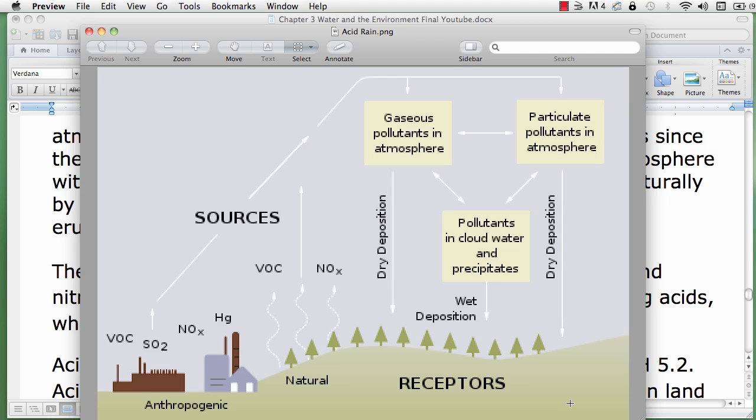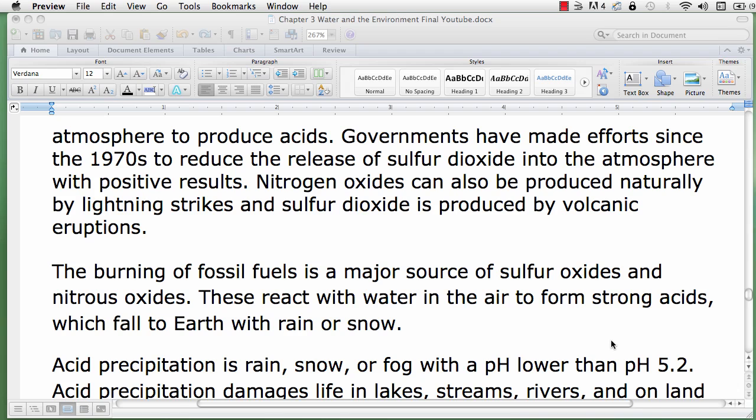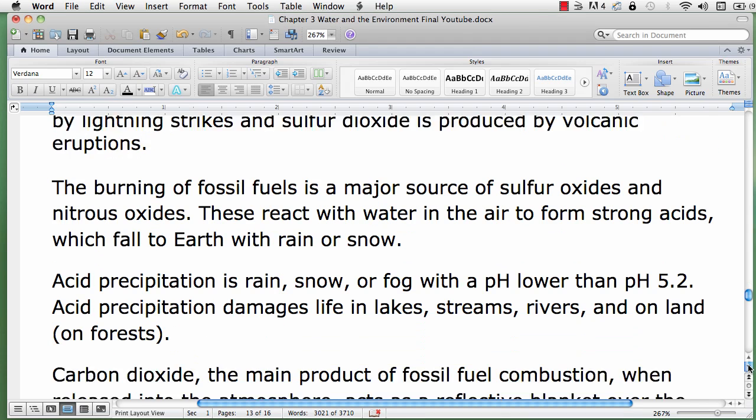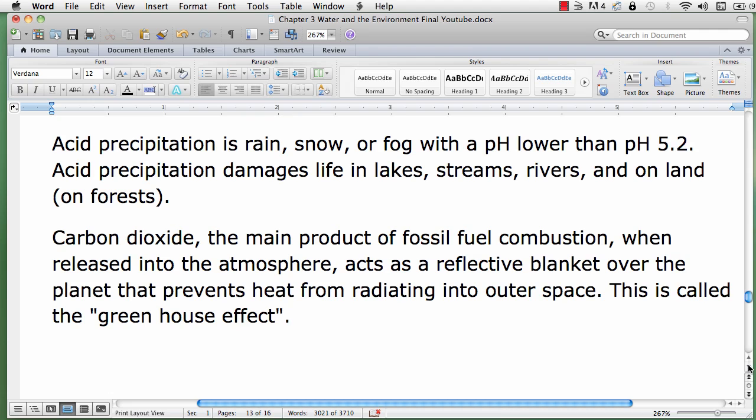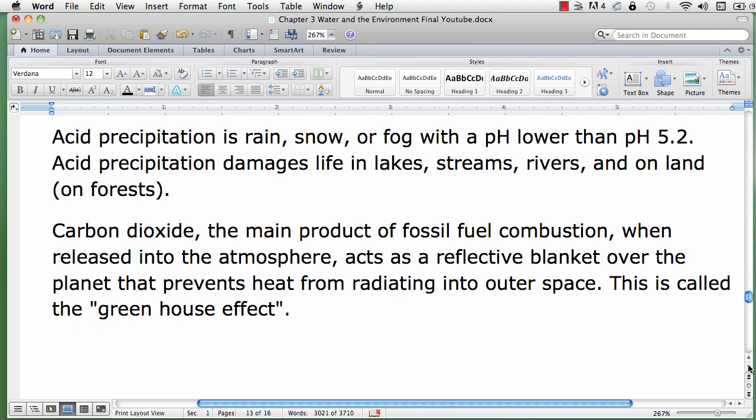These gaseous pollutants in the atmosphere can also be deposited on the surface of the ground, on trees, and in the environment through dry deposition, without precipitation with water. So there are natural causes. There is also the burning of fossil fuels that can cause acid rain. So any rain, snow, or fog with a pH lower than 5.2 is acid rain, and it damages life in lakes, streams, rivers, and on lands.